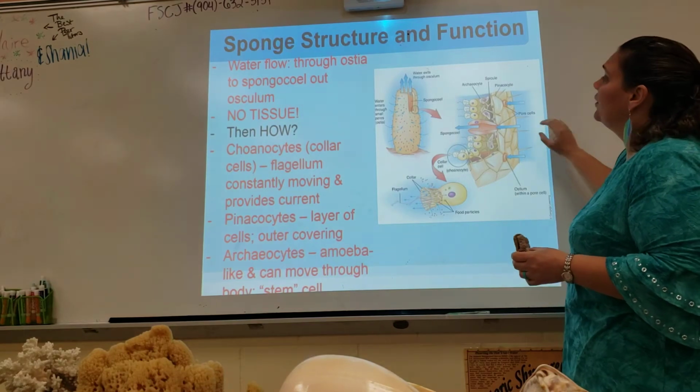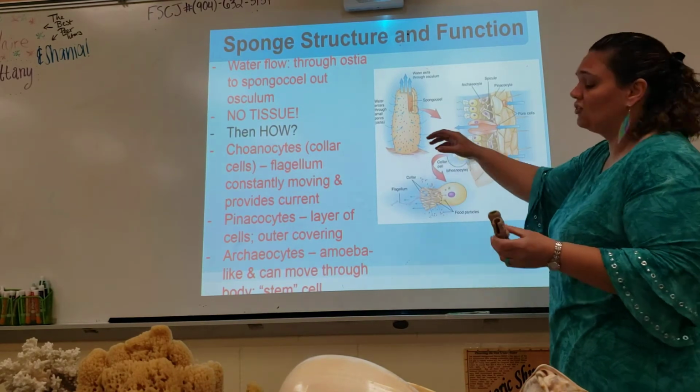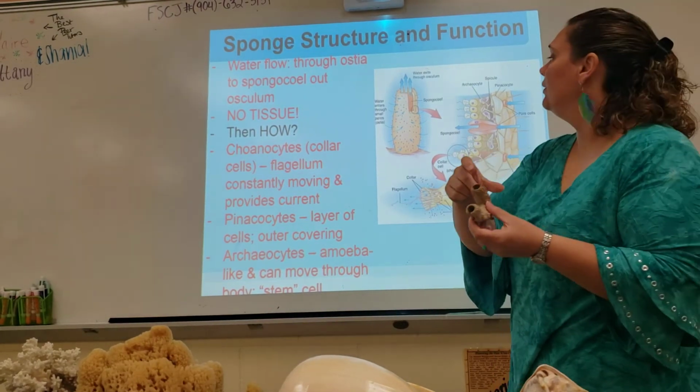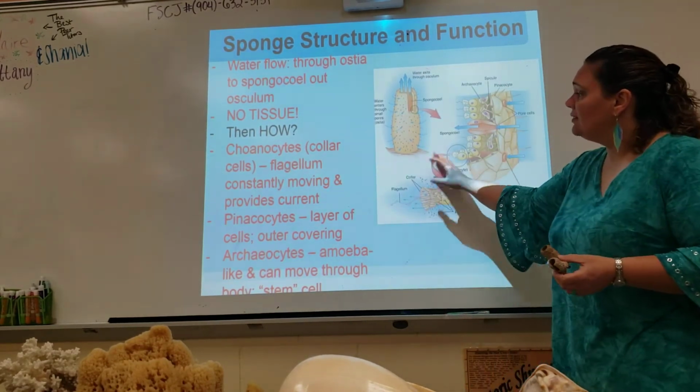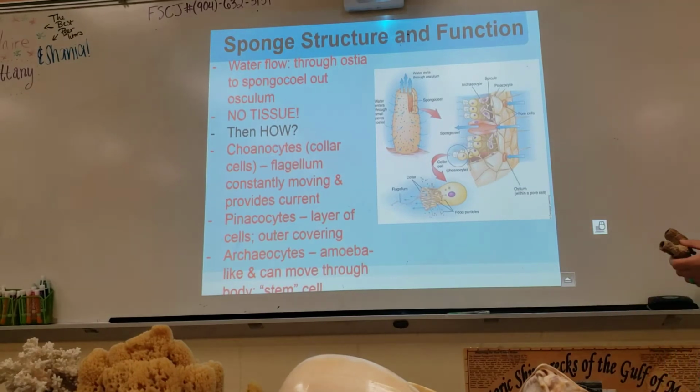So anyway, it goes through the ostia to the spongiocele and now the osculum. This is called the osculum, this opening right up here. There's no tissue to them. The collar cells are the ones who do all this. The flagellum is constantly moving and provides the current.